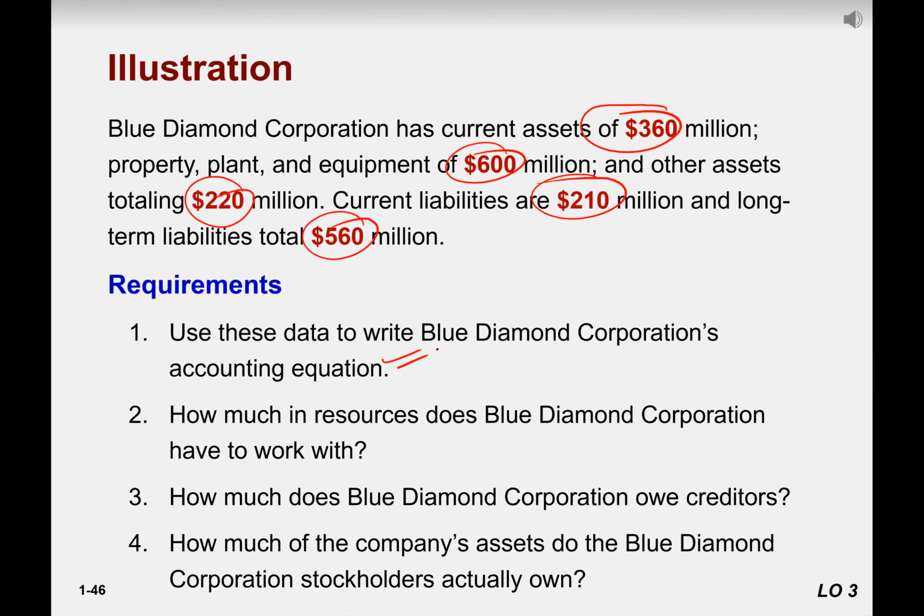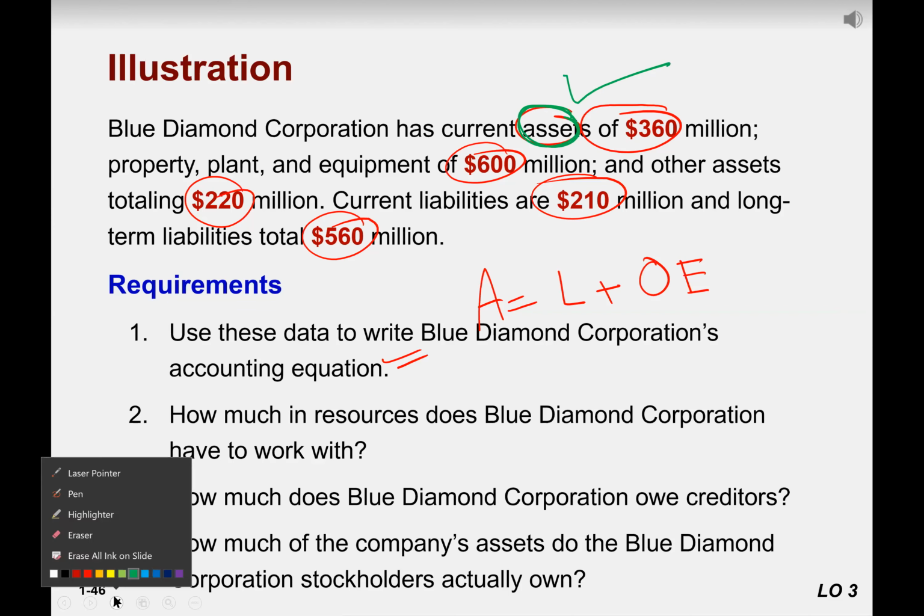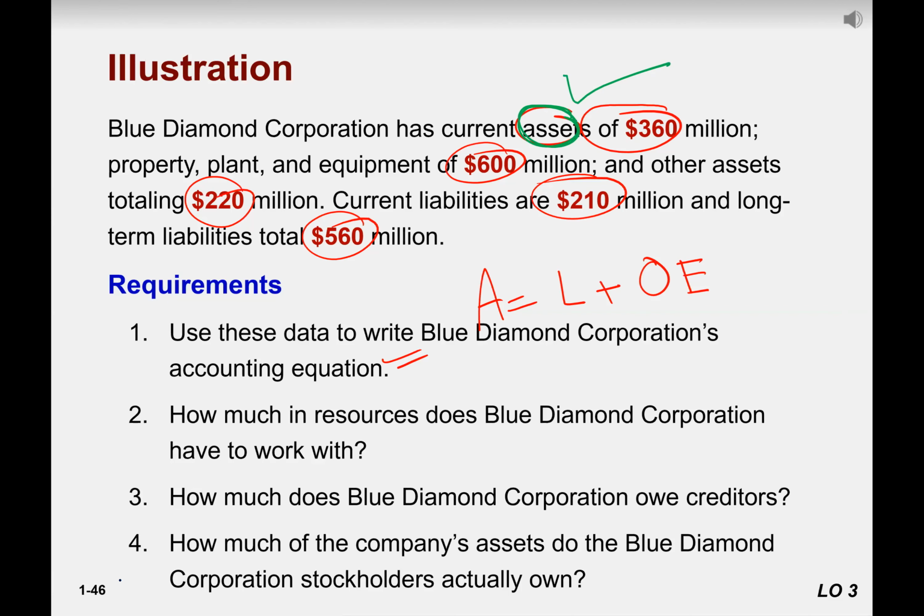So use these data to write Blue Diamond Corporation's accounting equation. What is the accounting equation? Anybody can repeat? Assets is equal to liabilities plus owner's equity. So how much assets do we have? Let me change the color. That will be helpful to understand. We have current assets 360 million. We have property, plant and equipment, which is also an asset, which is 600 million. We have other assets. Other assets means these are assets, which is 220 million, right?